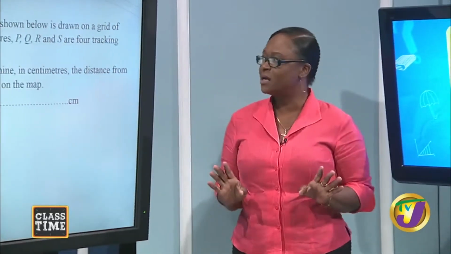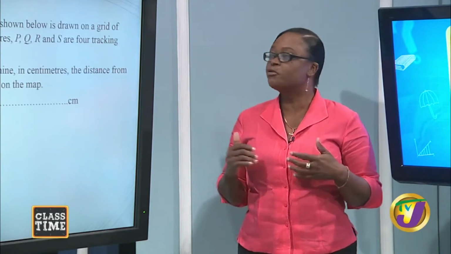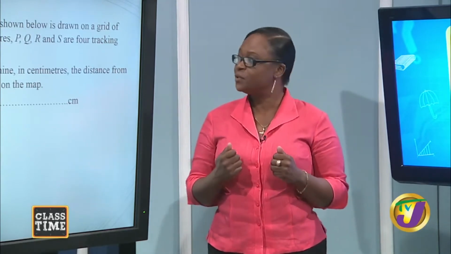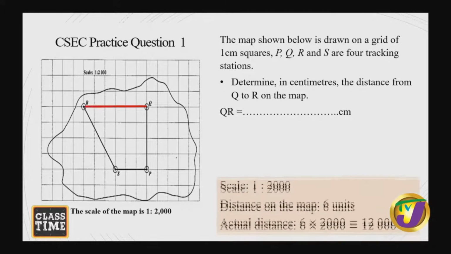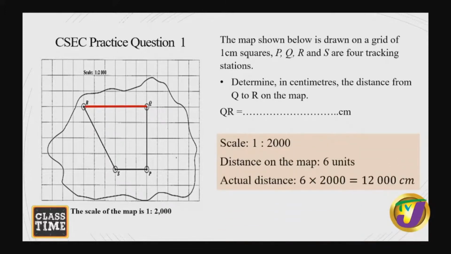Well, I'm very eager to go into the CSEC, what would actually or could possibly be on the CSEC papers. And so this is our first CSEC practice question. We have a map shown below on a grid of 1 centimeter squares, and P, Q, R, and S are representing 4 tracking stations. Now, our responsibility is to determine the distance from Q to R on the map, highlighted there for us. And it also states that it should be in centimeters.